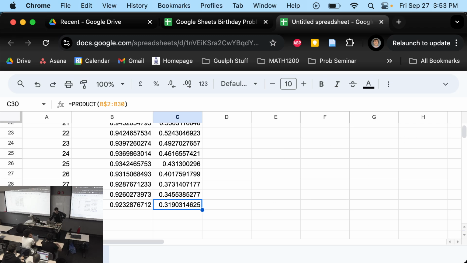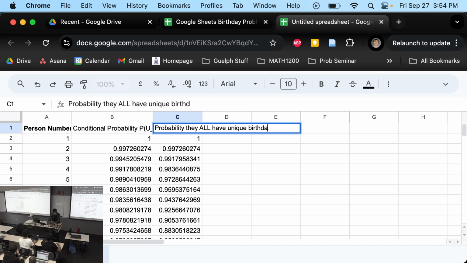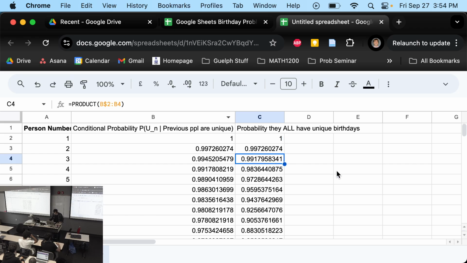And this is the actual conditional probability. They're all multiplied together. This is the probability they all have unique birthdays. Okay, and that's the answer. So, we did it for 3 people. For 3 people, the answer is 99.1%. So 3 people in a room, 99.1% chance.